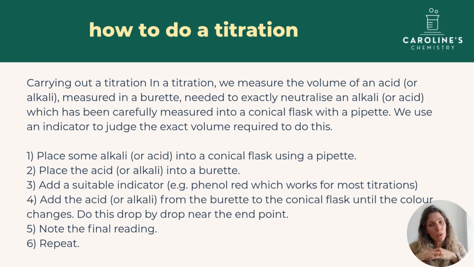So you would first of all start with placing your acid or alkali into a conical flask using a pipette. So a conical flask is that triangle sort of shaped piece of glassware, using your glass pipette that we talked about on the previous slide. Then you would also place your other chemicals, so your acid or your alkali, into the burette. You're then going to add a suitable indicator.